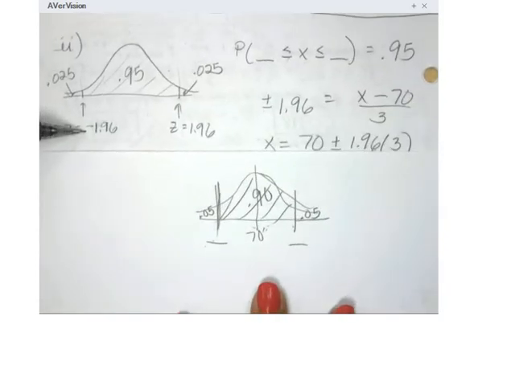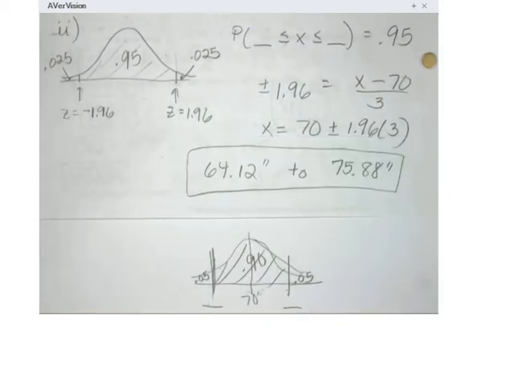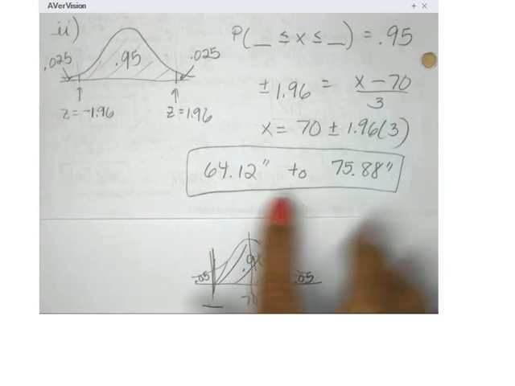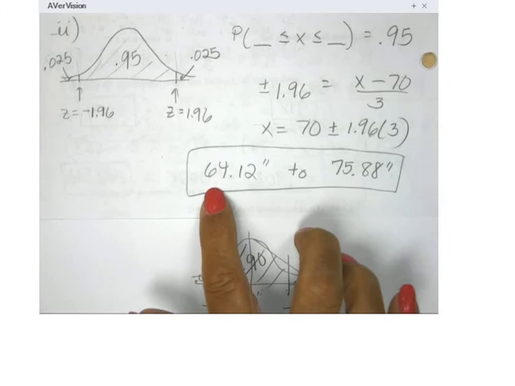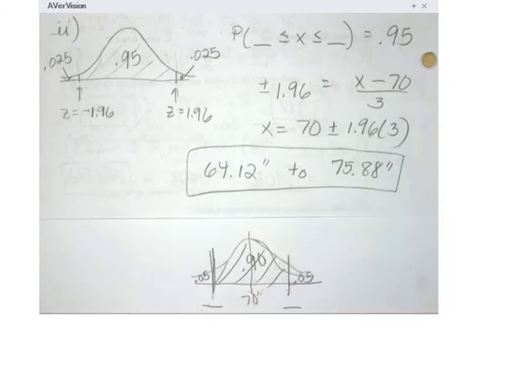I have this value is negative 1.96, this one's positive 1.96, and I do exactly the same calculation to convert. So we would say that the symmetrical range that includes 95% of the heights is between about 64.1 and about 75.9 inches. Okay. And now it's ready for you to practice on some normal distributions.